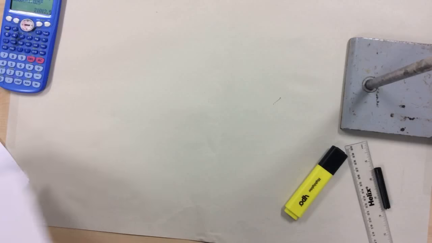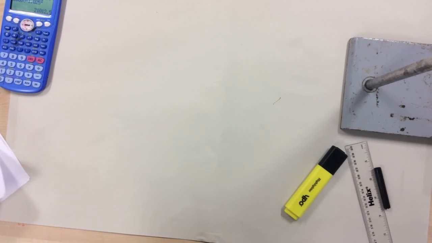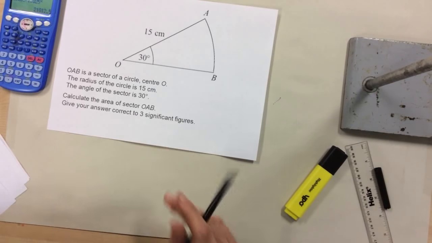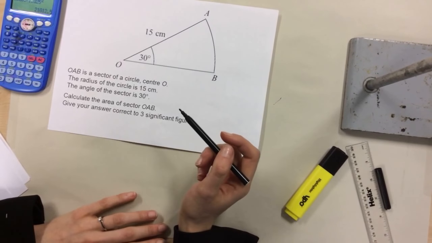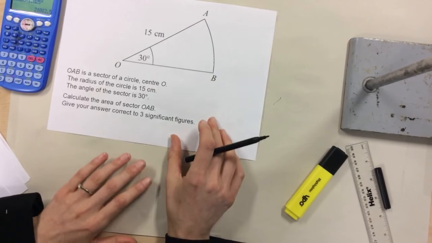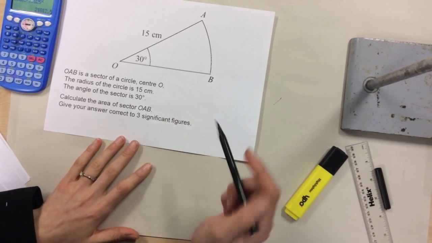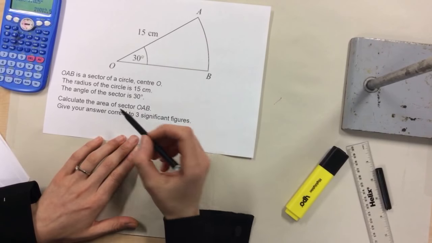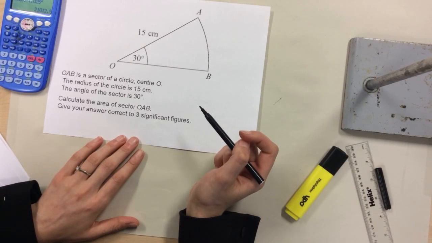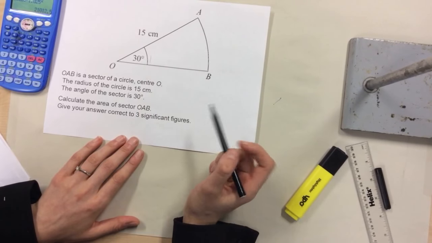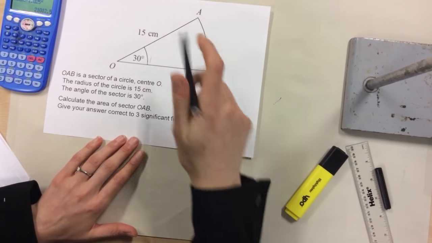Right, so a couple of circle questions. Okay, first one, it says OAB is a sector of a circle, centre O. Okay, so it's like a piece of pizza that's been cut correctly from the bottom and taken out. So this is our sector. And the radius of the circle is 15 centimetres. The angle of the sector is 30 degrees. And it wants us to calculate the area of this sector.